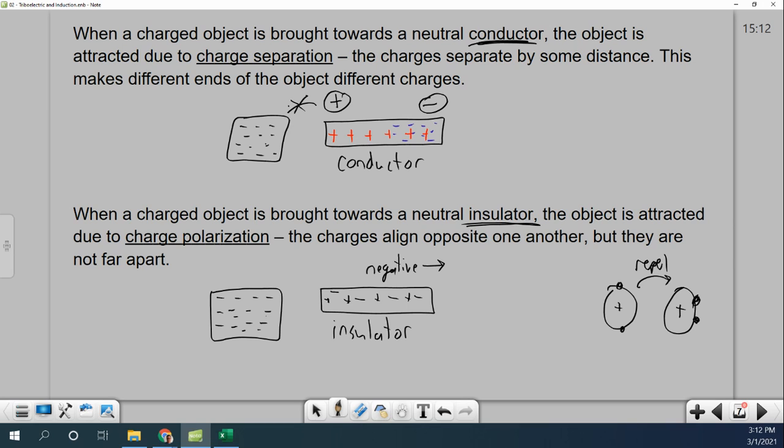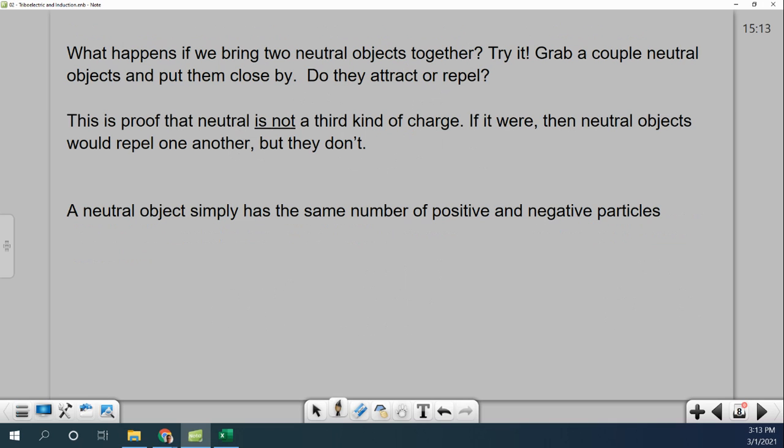So all the negatives are as far as possible as they can get without actually separating. So you end up with a slightly positive end and a slightly negative end because the charges have flipped like a magnet to point in a certain direction. So they align opposite to one another, but they're actually not that far apart. But because they're all pointed in one way, it acts like a magnet, and you have a positive attracted to a negative again. So the insulator is still attracted, but the charges don't actually separate like they do with a conductor. So it looks the exact same to us, but the actual action is different, and that's because electrons can't move very easily in an insulator, but they move just fine in a conductor.